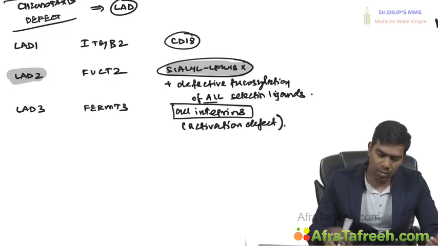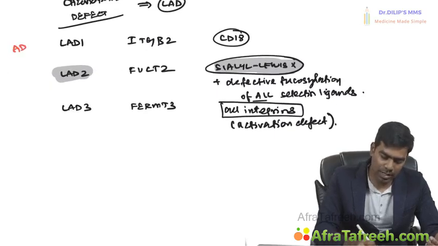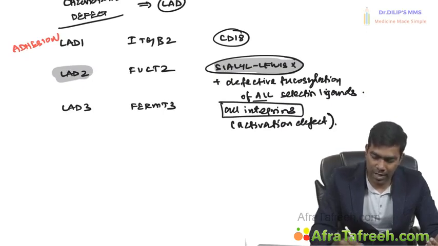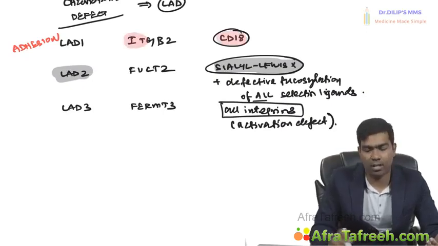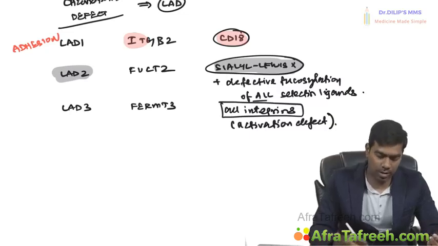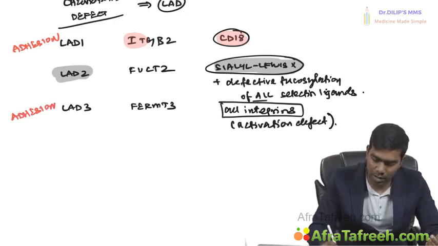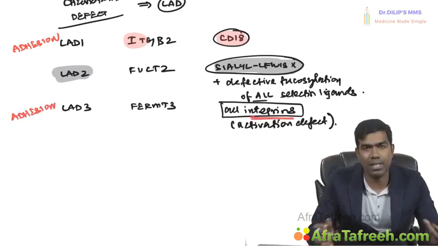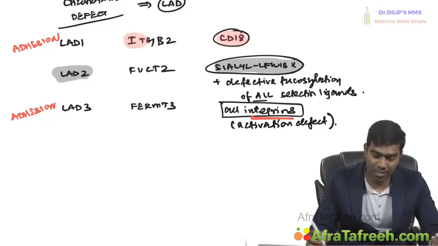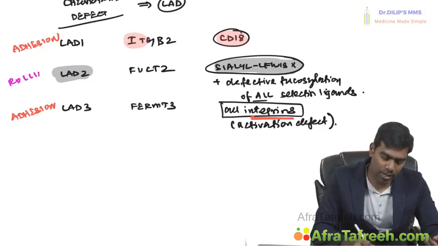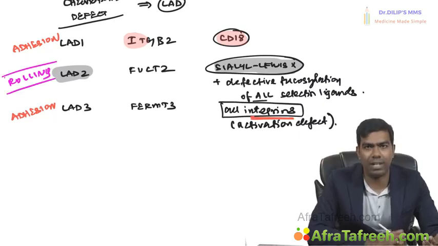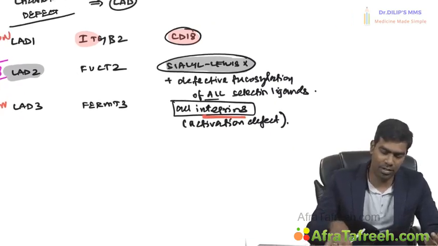So what is the problem? LAD type 1 is a primary adhesion defect because it involves that integrin, isn't it? CD18. So especially typically the beta 2 integrin. And LAD type 3 is also a primary adhesion defect because it also involves integrin. Integrins means it's adhesion, we already discussed. But even though it's called leukocyte adhesion defect type 2, LAD2 is actually a primary rolling defect. It's not an adhesion defect usually.